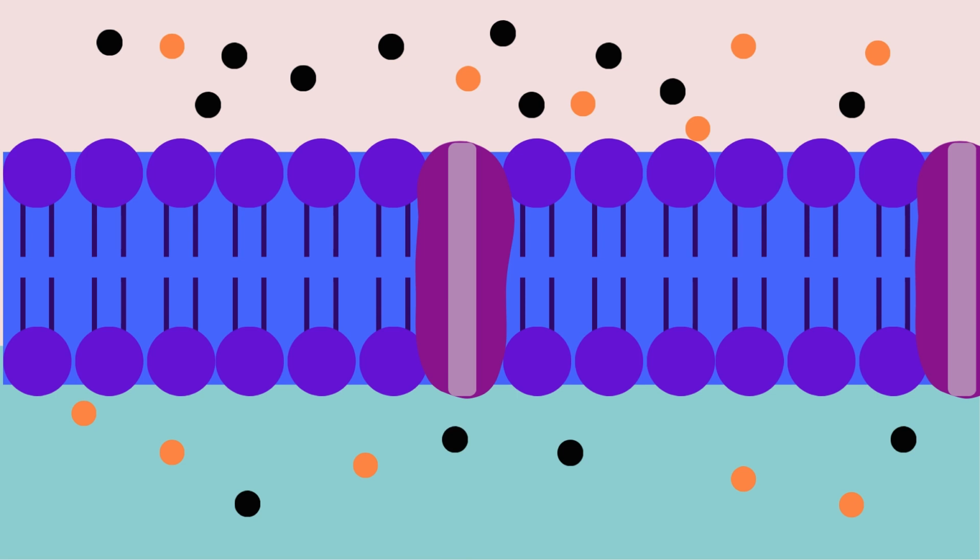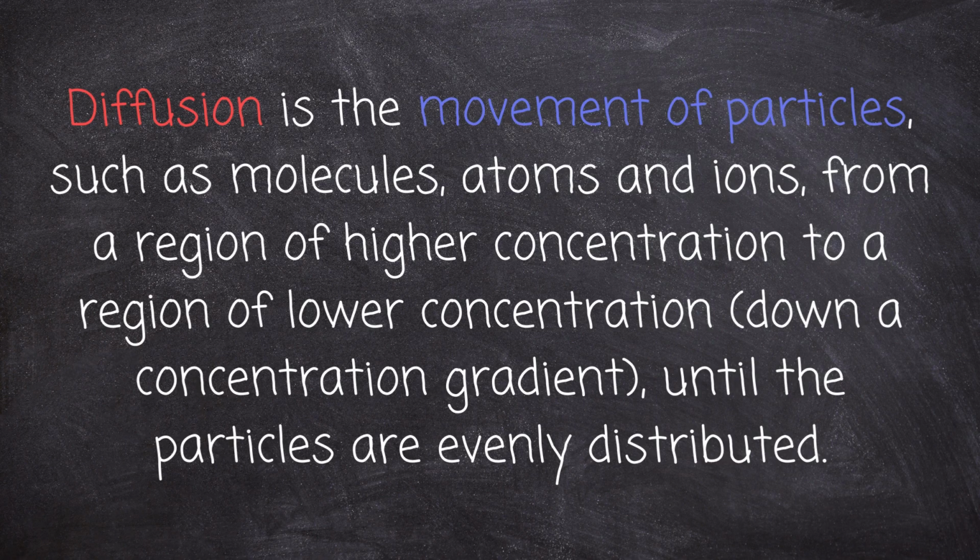Particles move into and out of cells by either diffusion, osmosis, or active transport. Diffusion is the movement of particles, such as molecules, atoms, and ions, from a region of higher concentration to a region of lower concentration until the particles are evenly distributed.